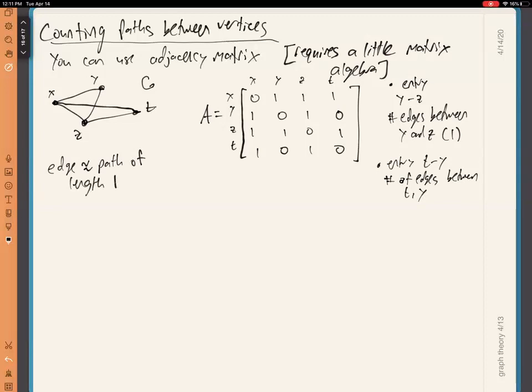Right? And so one way to think about the adjacency matrix is counting the number of paths of length one between the respective vertices, right? So the adjacency matrix counts the number of paths of length one.